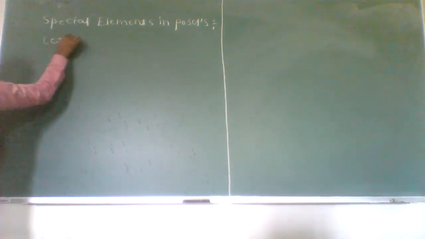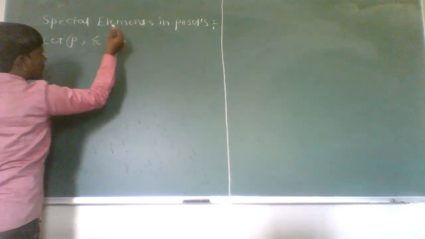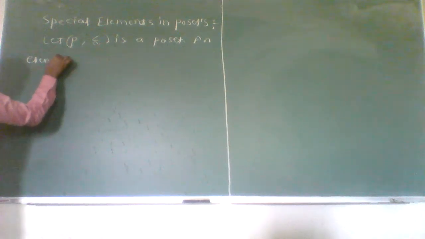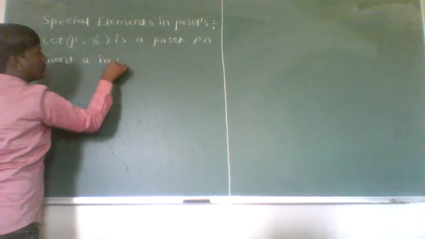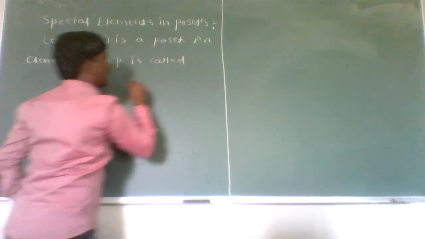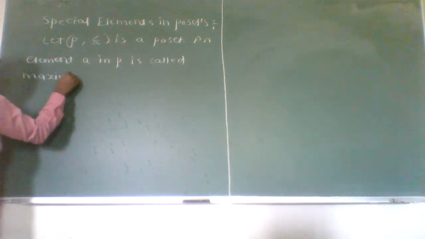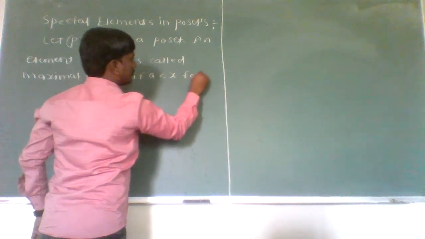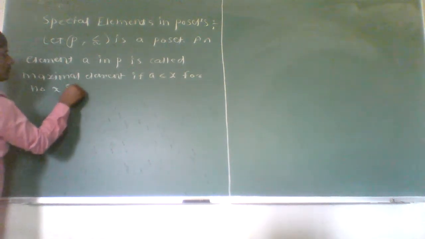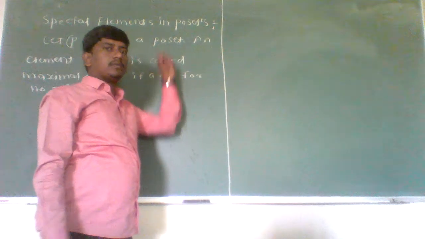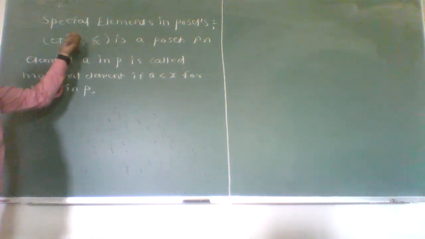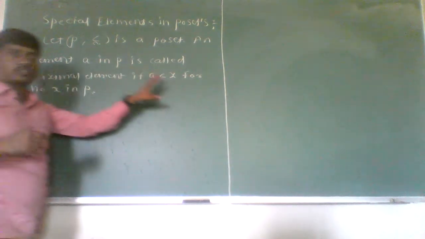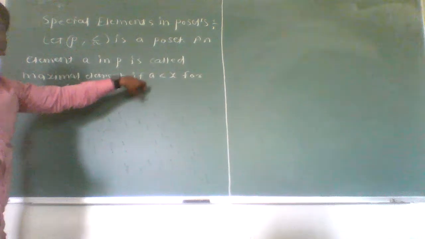First, let P with the relation be a poset. An element a in poset P is called a maximal element if a precedes x for no x in P. That is, for example, if less than or equal is a relation on P, then a is less than or equal to x is not possible for any other element; then we say that the corresponding element is a maximal element of the given poset.